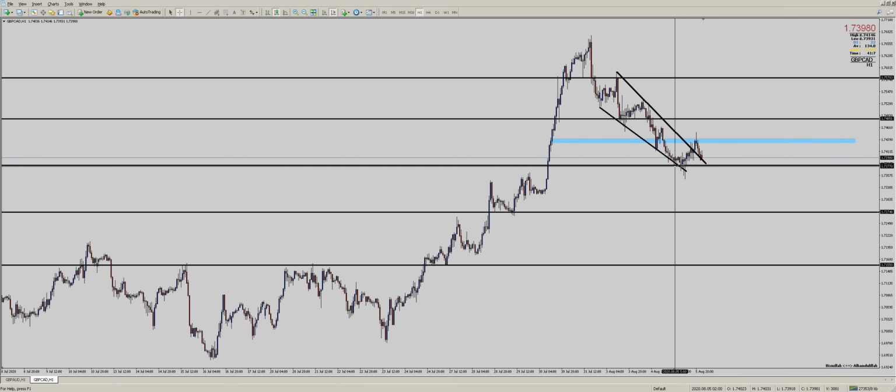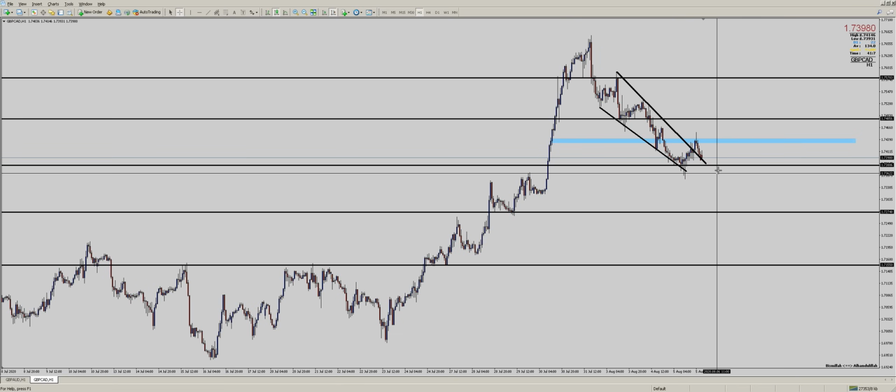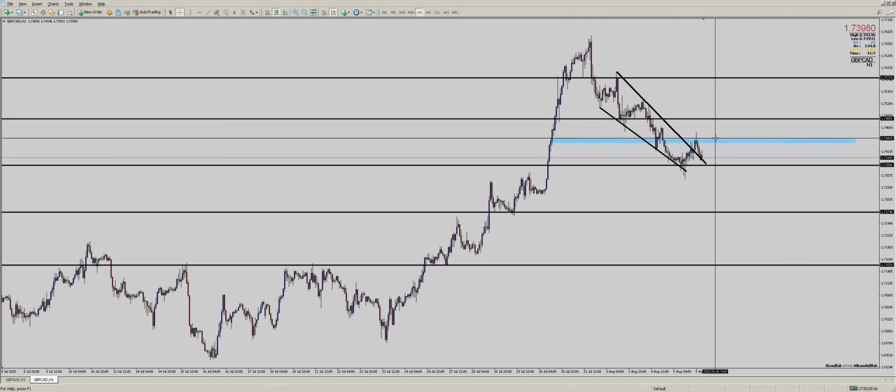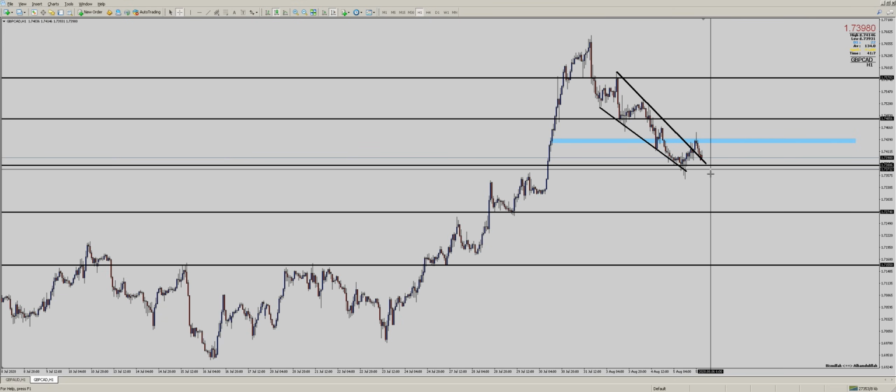And so now price has to deal with this support level, 1.73806. Will it hold to push above this blue zone, or will it push down? Yeah, that's all you need to do. Set your key zones and your support and resistance zones.